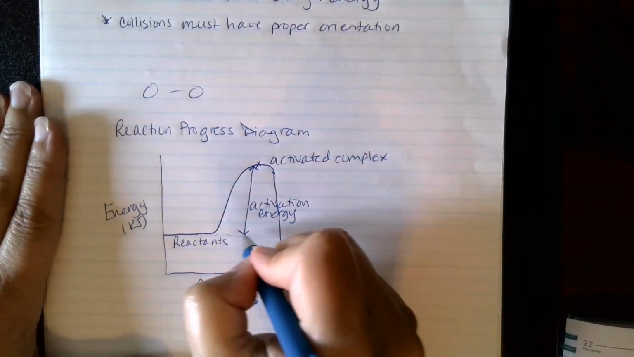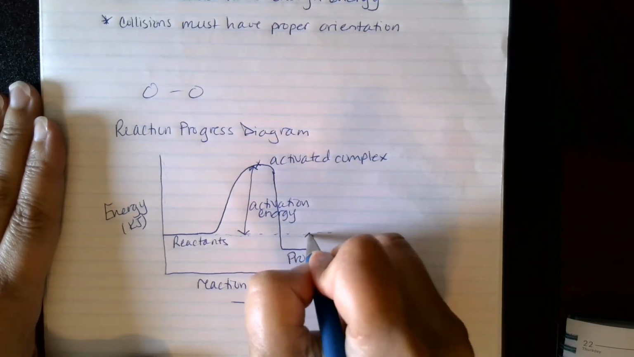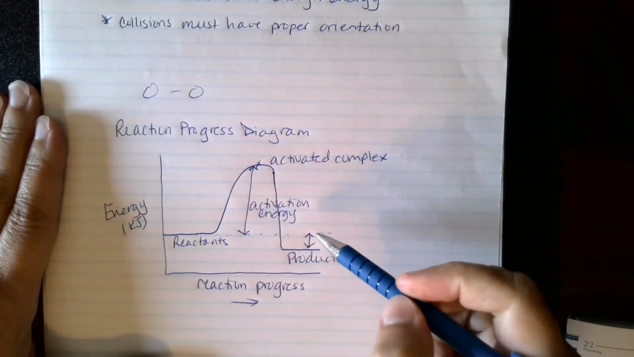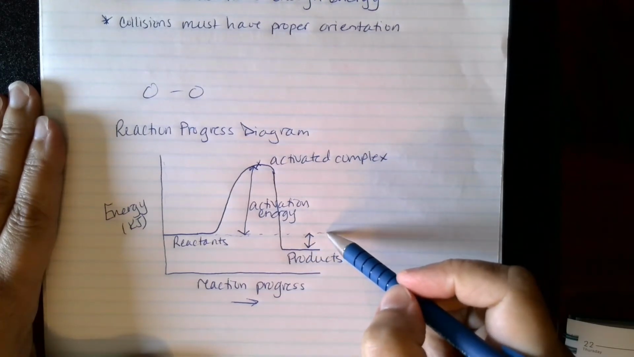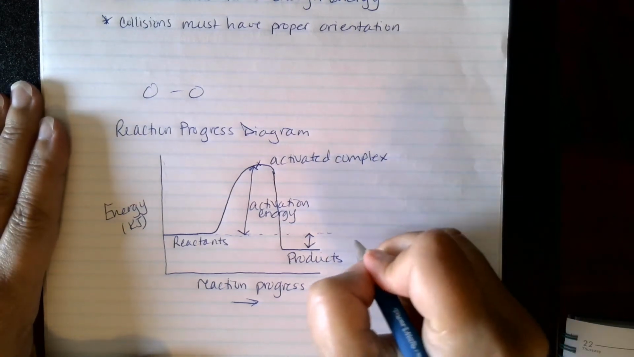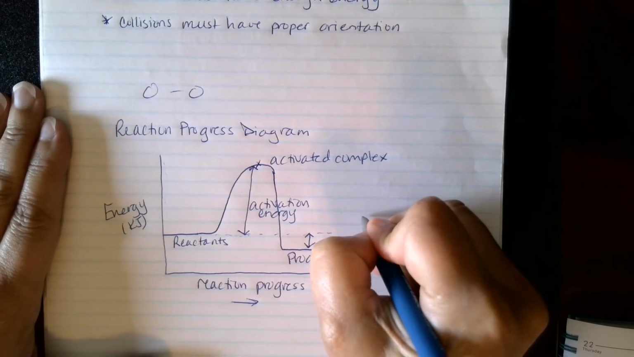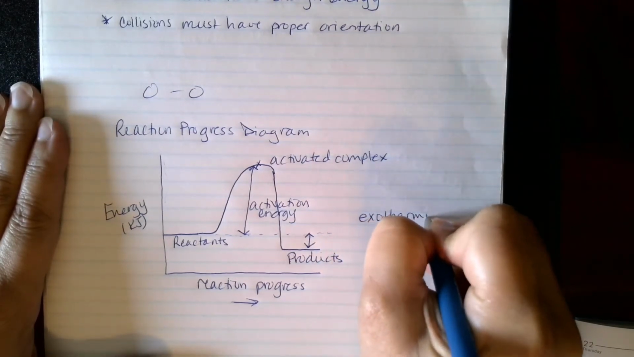Now in this particular graph that I have drawn, there's a difference in energy between the reactants and the products. The reactants had more energy to start with than the products. The products have less energy. That means some of that energy was released. So this picture shows an exothermic or an exergonic reaction.